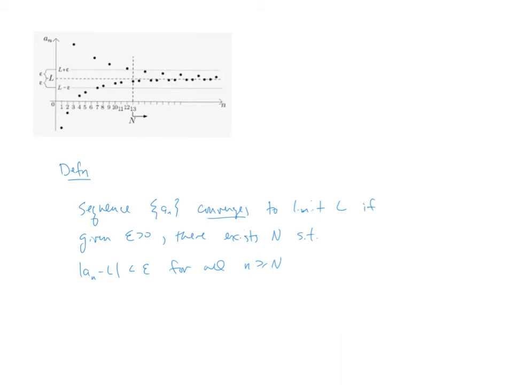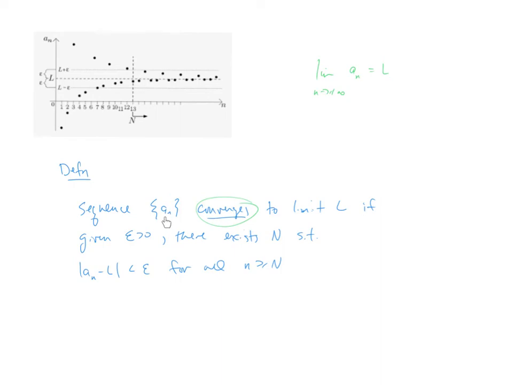Now, the definition itself is a little bit hard to follow, but I think I can talk you through it with this picture above. In short, what we're saying is that the limit as n goes to positive infinity of A sub n is going to equal L in the case that it converges.